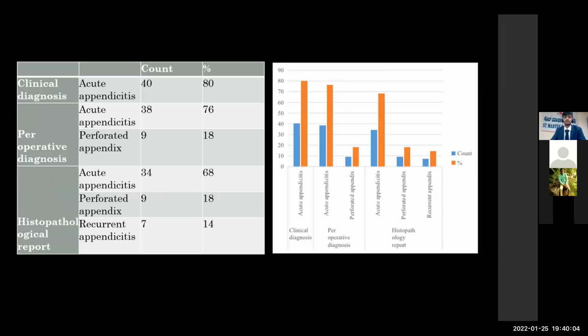Clinically, 40 patients are diagnosed with acute appendicitis, and by intraoperative diagnosis, 38 patients diagnosed with acute appendicitis and 9 patients diagnosed as perforated appendix. By histopathological report, 34 patients diagnosed with acute appendicitis, 9 patients diagnosed with perforated appendix, and 7 patients are diagnosed as recurrent appendicitis.